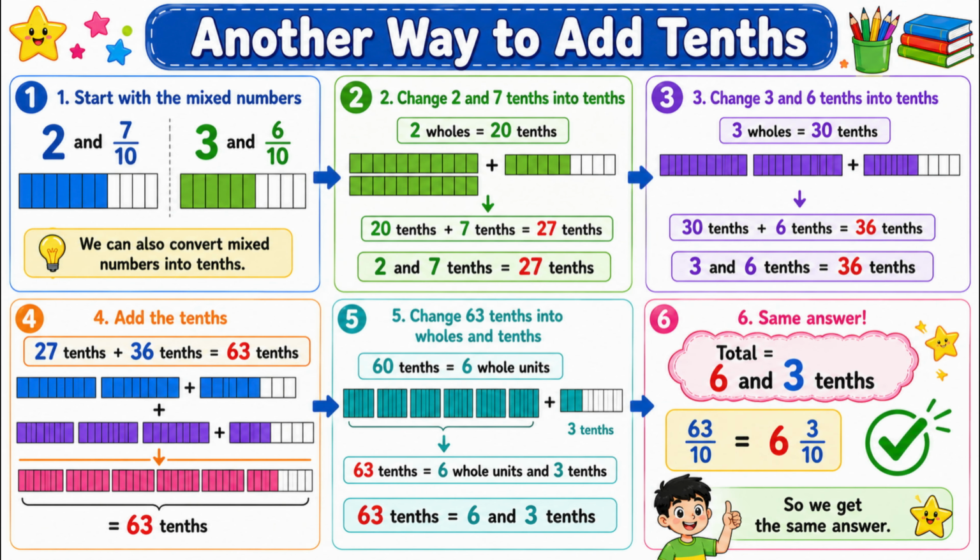Another way to add tenths. We can also convert mixed numbers into tenths. 2 and 7/10 becomes 27/10. 3 and 6/10 becomes 36/10. Now add 27/10 plus 36/10 equals 63/10. 63/10 is equal to 6 and 3/10. So we get the same answer.